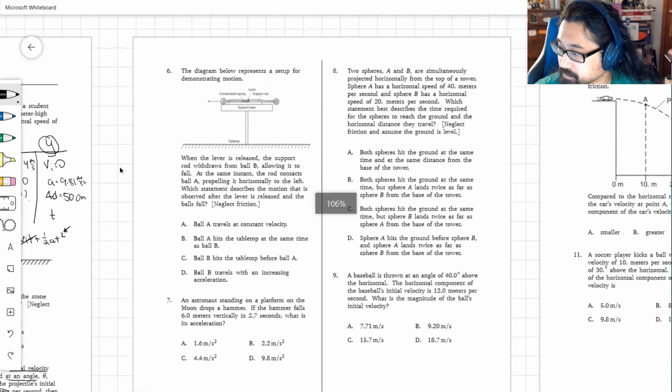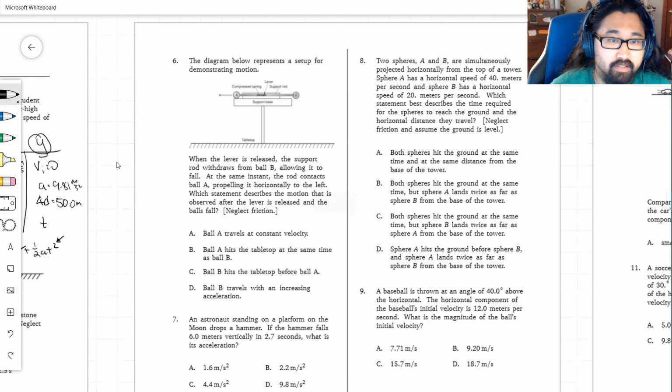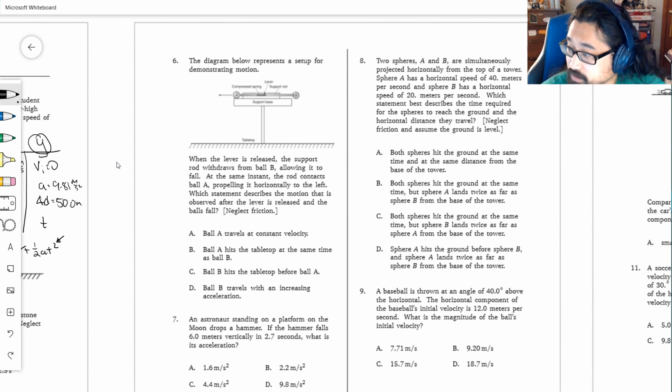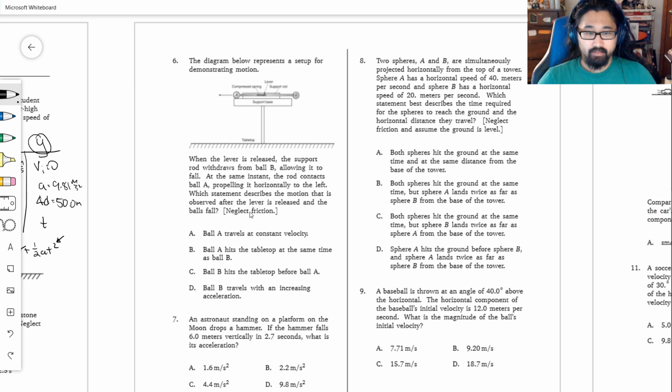Moving on. I really like number 6 because it's all physics. What's going to happen is that we're going to launch ball A horizontally, and we're going to drop ball B. We're ignoring friction. So, ball A cannot travel at a constant velocity. Choice A is no good.